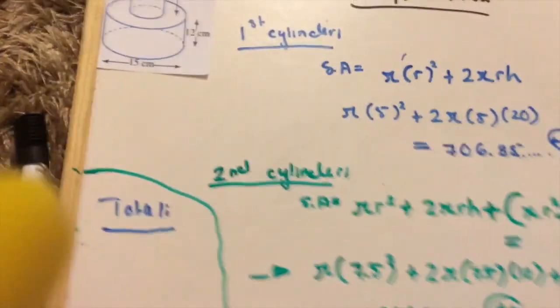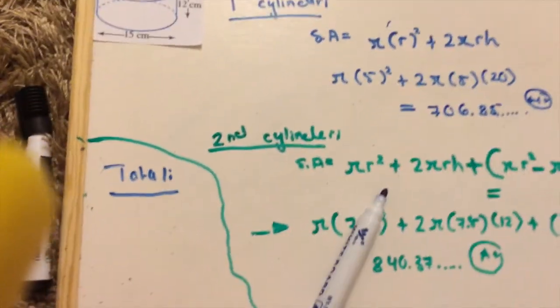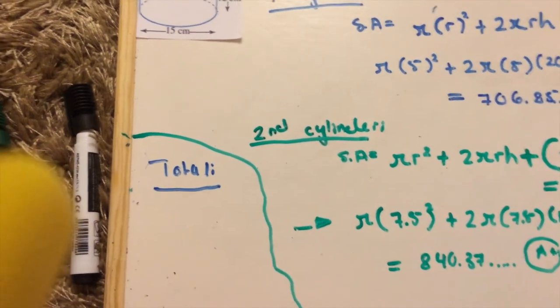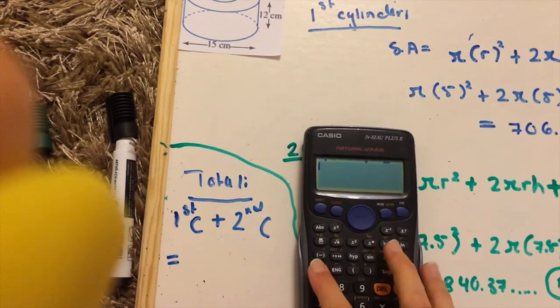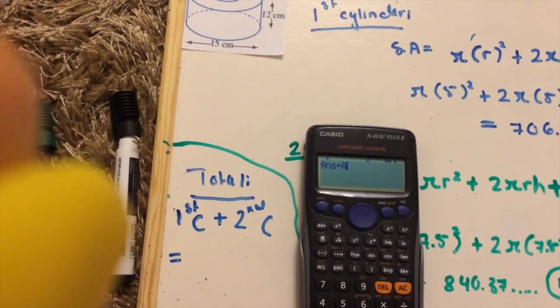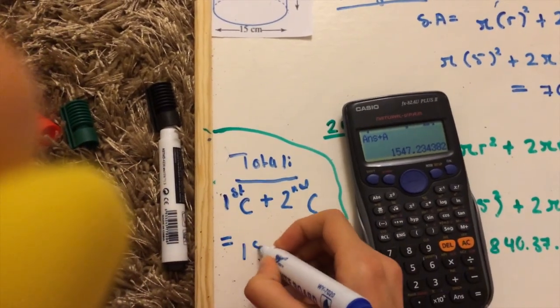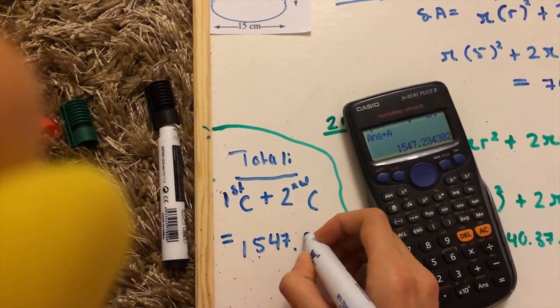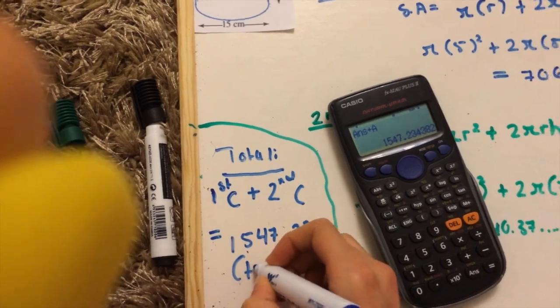So I got my calculator here. I'm going to go on my first memory and then add my second memory. And my final answer is 1,547.23. I rounded off to 2 decimal places.